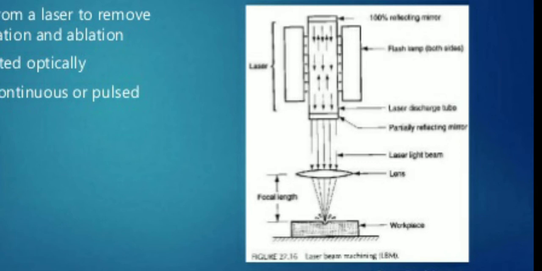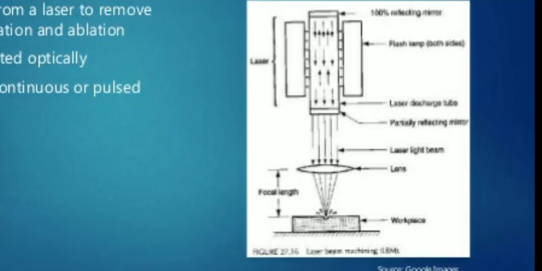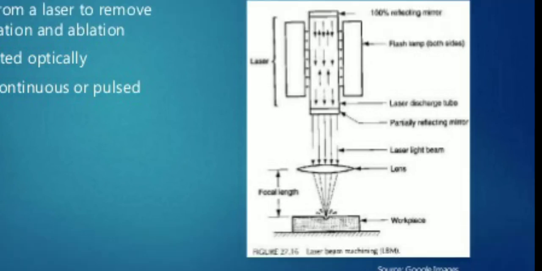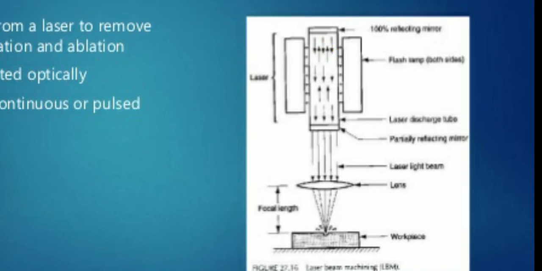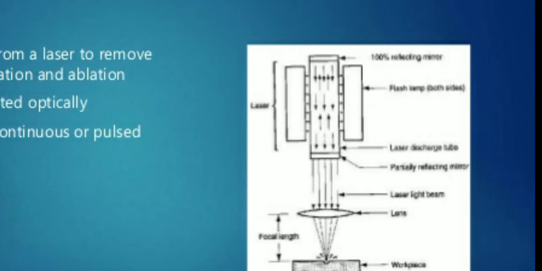Now let us go into the schematic diagram and see how it operates. See, two light lamps are used. On the left side you can see one light lamp, and on the right side another light lamp is placed. Between the two light lamps the laser material is placed.